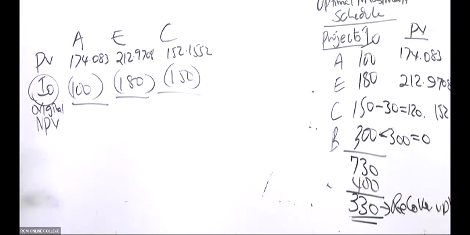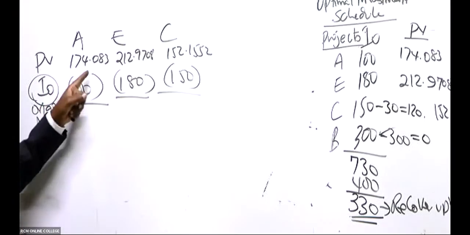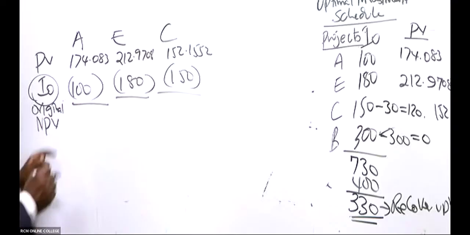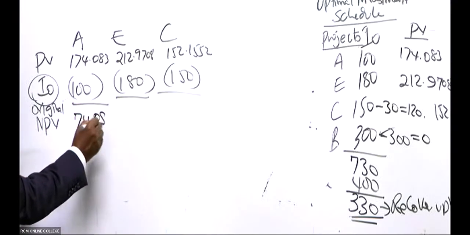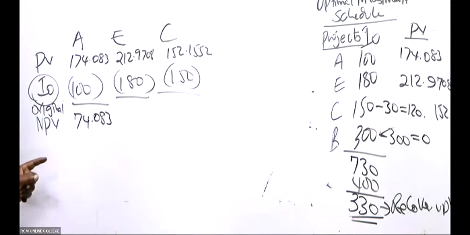Give me their net present values. So this one here will be 174.083 minus 100, isn't it? Which gives me 74.083.